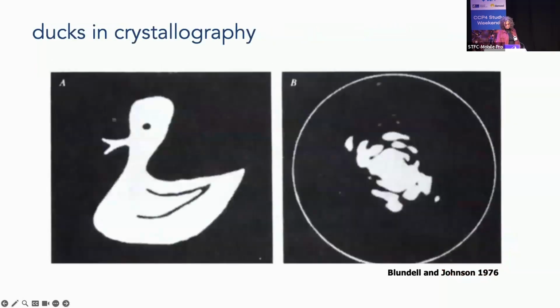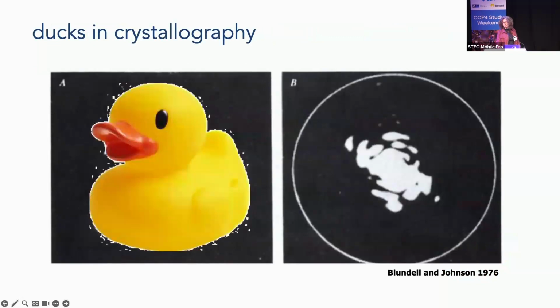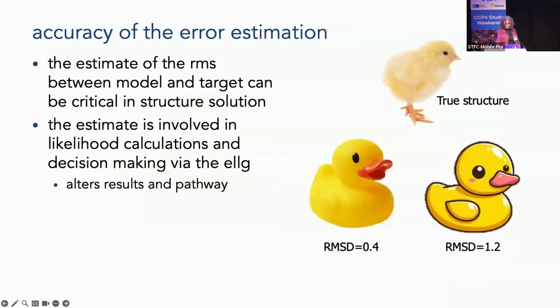Ducks have a long history in crystallography. Of course, we're going to make this more modern. This goes back to Lyndon Johnson, 1976. We're going to use rubber ducks instead, the modern equivalent. You think the internet is full of cats? I can tell you it's not full of cats. It's full of pictures of rubber ducks that come in every possible shape and form.